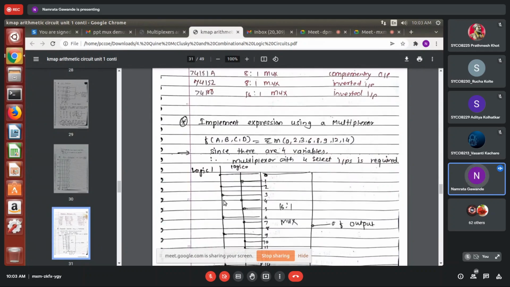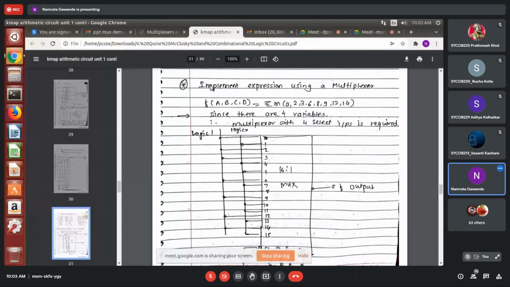Now just go through this example. Implement the expression using a multiplexer. See, why are we using the concept of multiplexer? You know that if I want to implement a half adder and I draw a truth table, I will require a number of gates to implement the full adder or half adder, right? With a mux, I can reduce the number of wires. I can reduce the number of connections with the concept of mux. So how is it possible? For that, one expression is solved over here.